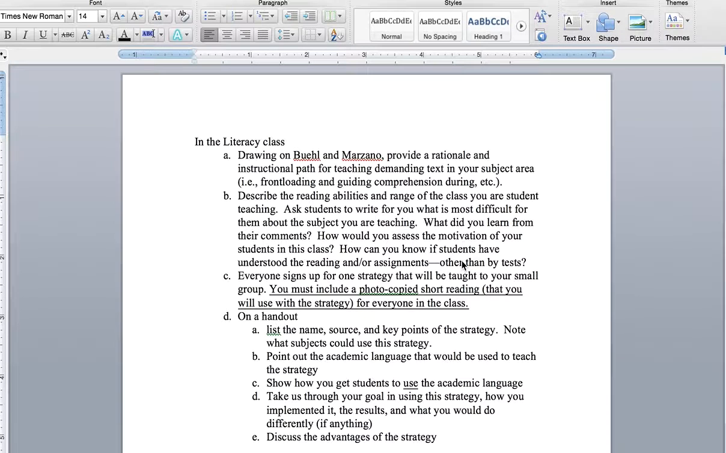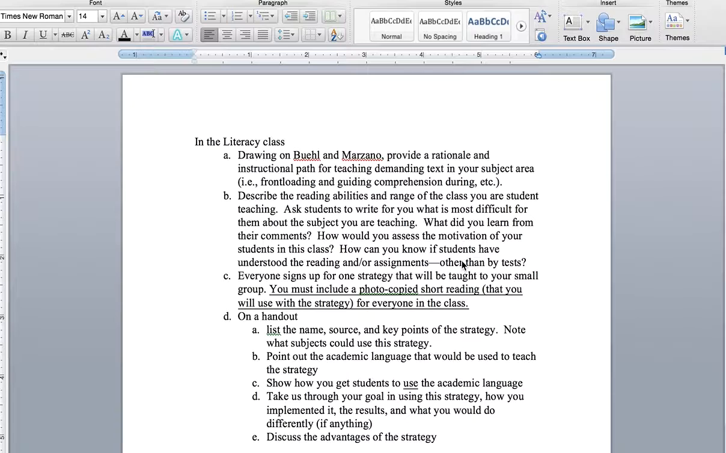Hello, welcome to the exploration of the strategy implementation project. Going through the guidelines again, in this assignment, you are drawing on Buell, Marzano, vocabulary, and the text within our class to provide a rationale and instructional path for teaching demanding text in your subject area.